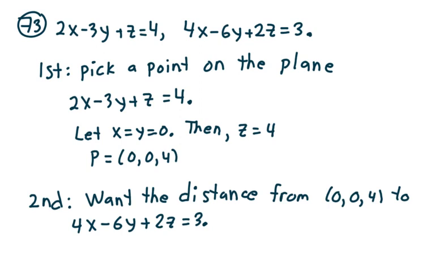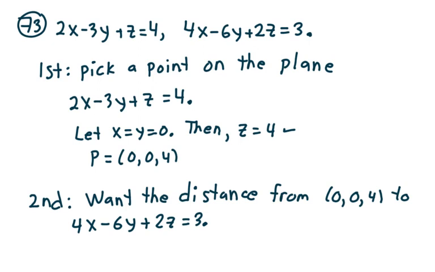So on 73, we have these planes: 2x - 3y + z = 4, and 4x - 6y + 2z = 3. In the first step, we want to pick a point on the plane 2x - 3y + z = 4. It doesn't matter, I claim, what point you pick. So we want to pick a point for convenience. What I'm going to do is let x and y both be 0. If I solve for z, I get z equals 4. So my point P is the point (0, 0, 4).